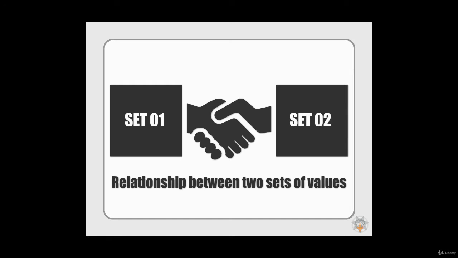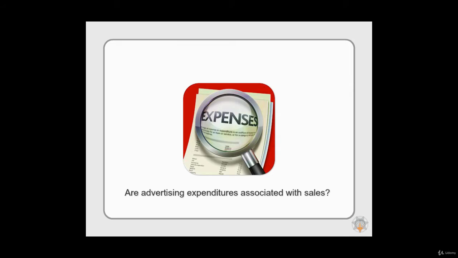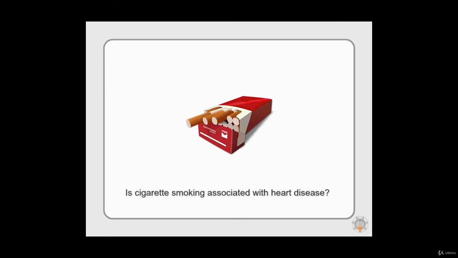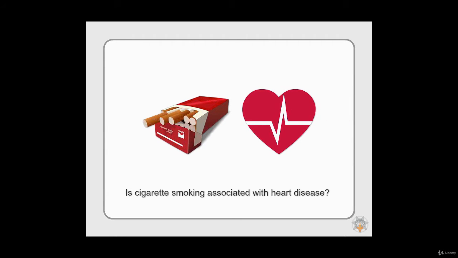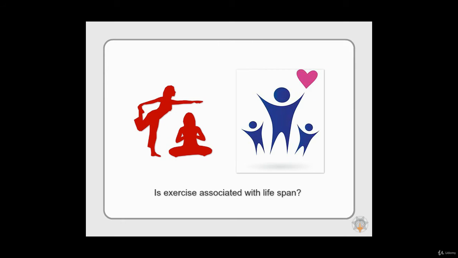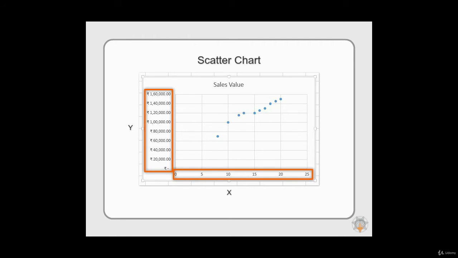You could use regression analysis to determine things such as: are advertising expenditures associated with sales? Is cigarette smoking associated with heart disease? Is exercise associated with lifespan? Often, the first step in any regression analysis is to create a scatter plot, which lets you visually explore the association between two sets of values. In Excel, you do this by using an XY scatter chart.